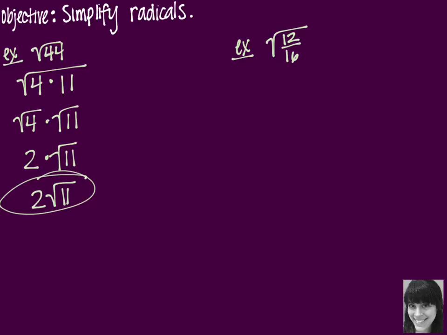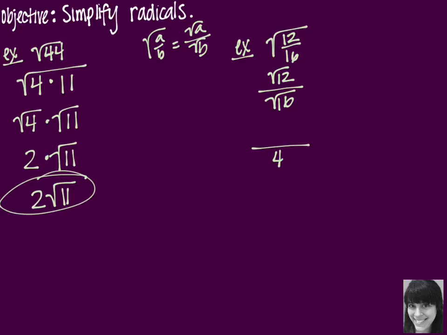So we know that if we have the square root of a divided by b, this is the same thing as saying square root of a divided by square root of b, right? So let's do that. Let's separate them. Square root of 12 divided by square root of 16. Well, what's the square root of 16? It's 4, right? So 4 goes on the bottom.